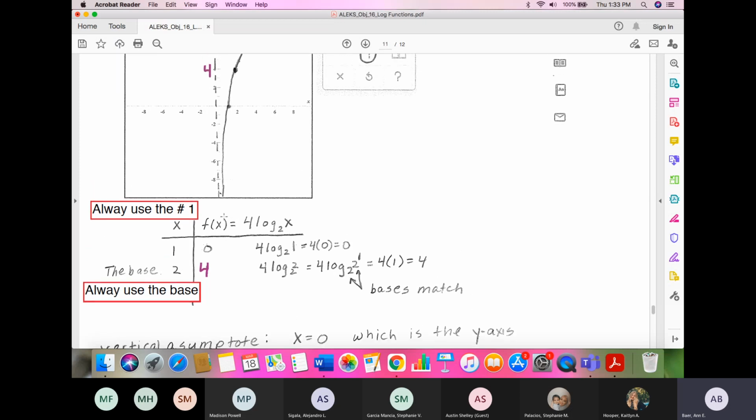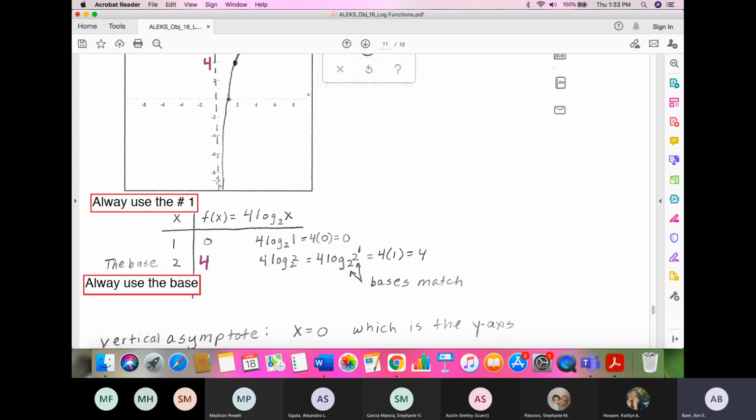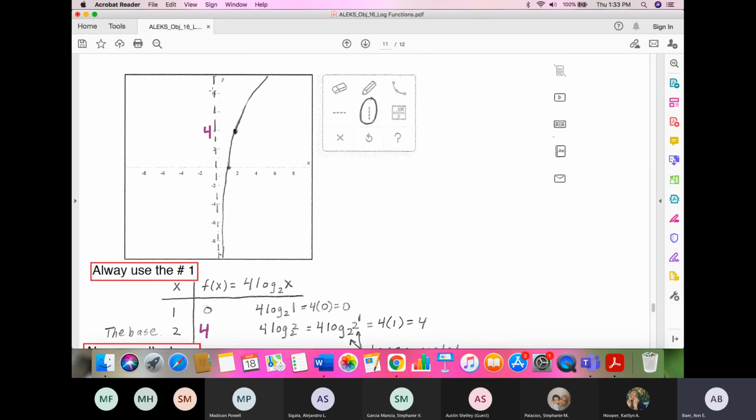So we can go and just plot those 2 points. 1, 0, right there, and 2, 4. Start at 0, 0, go over 2, and up 4. And that would go right here. And of course, you've got to draw your vertical asymptote on the y-axis here.